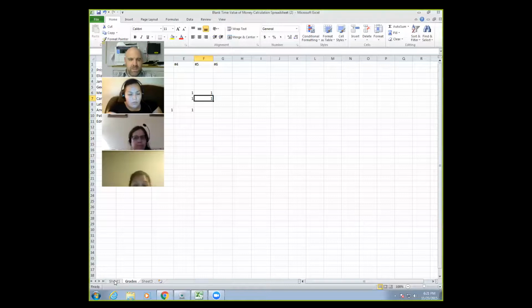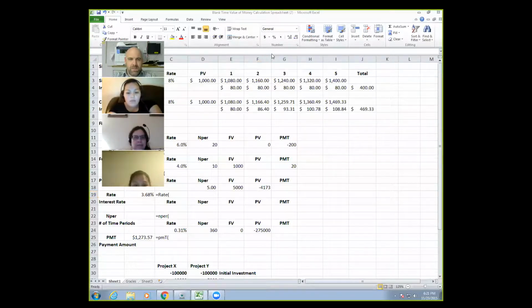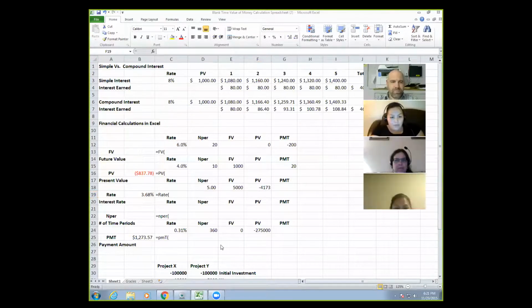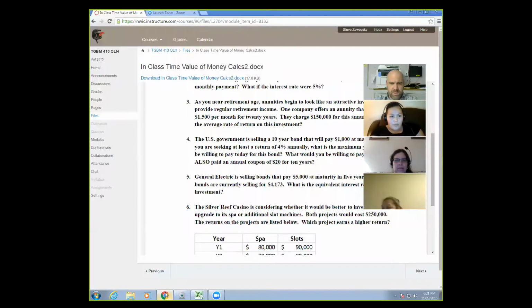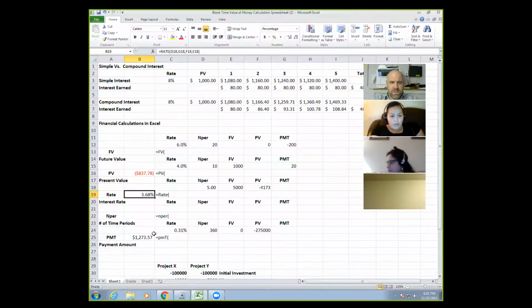So the answer, I believe, is 3.68%. So the way I figured it out. So this is interest rate. It's asking what the equivalent rate of interest is, right? What was the question again? What is the equivalent rate of interest for this General Electric bond? And so number of time periods, it's a 5-year bond. So the number of time periods is 5.